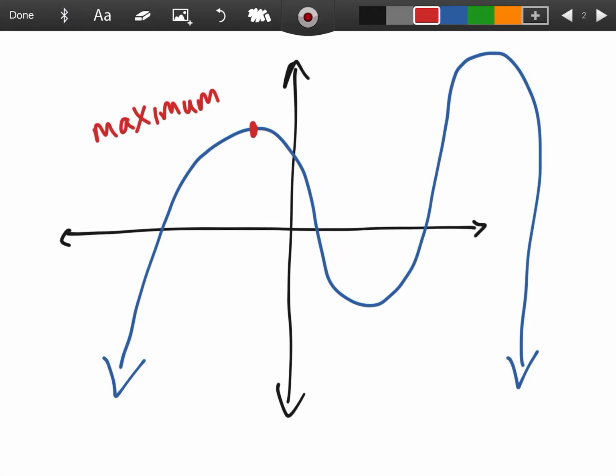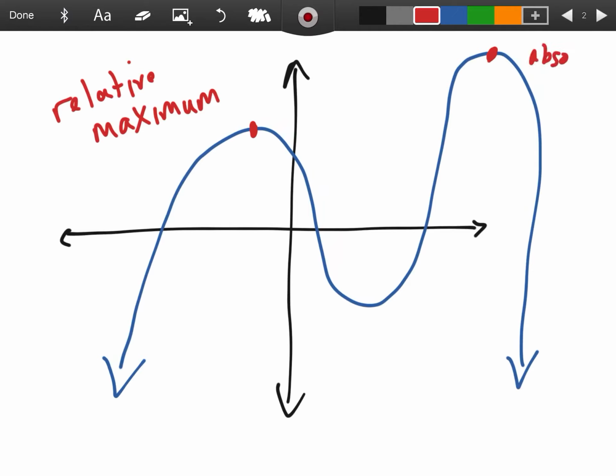Even though it's not the highest point of the entire graph, it's up higher than the point directly to the left and the point directly to the right of it. So that is known as a relative maximum, because it is the highest point out of all of the points in its immediate vicinity, but it's not the absolute highest point on the graph. We do have an absolute maximum of this graph, and it occurs somewhere over here. This is our absolute maximum.